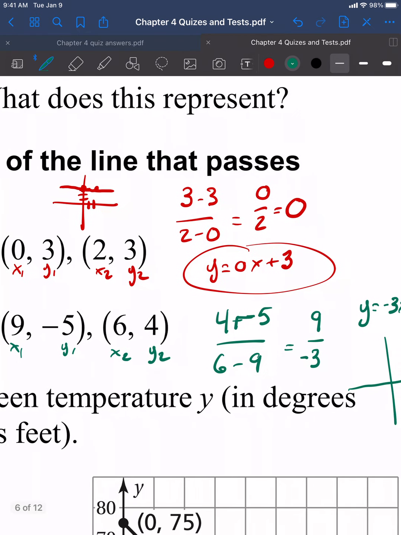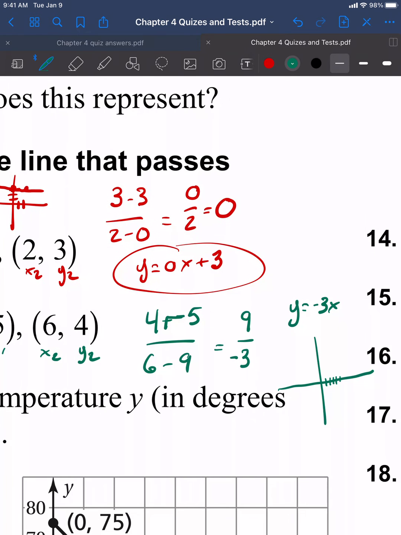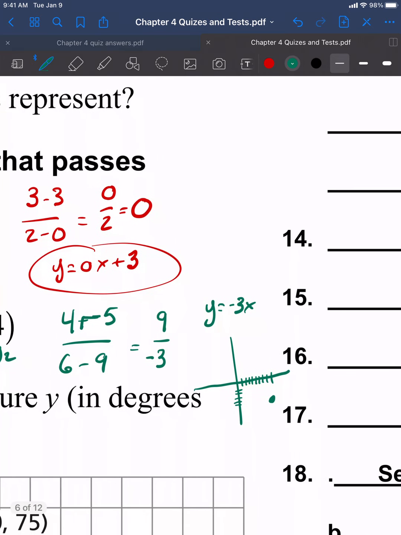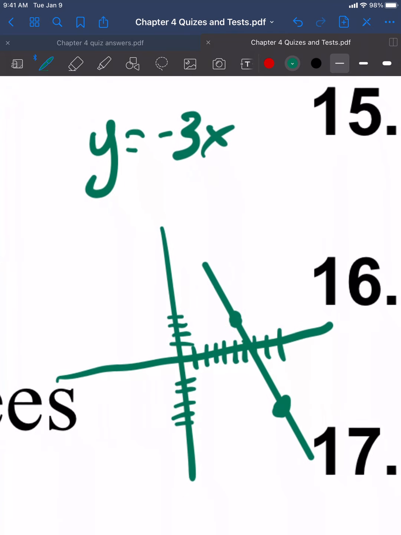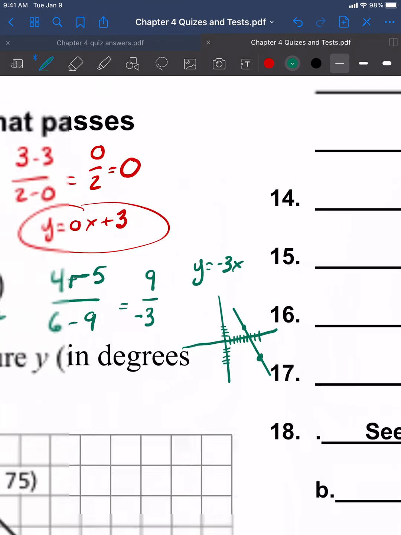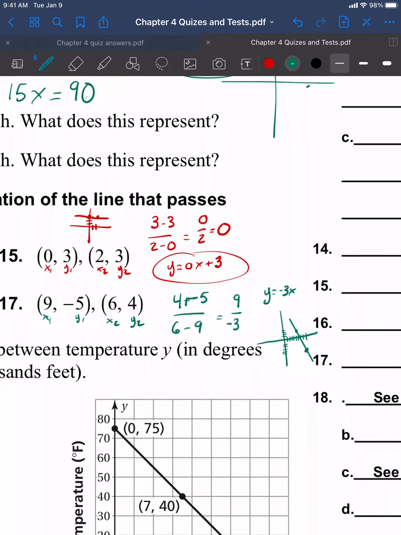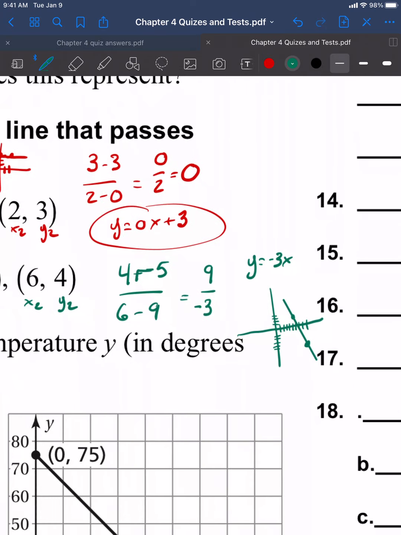So I'm going to go 9, negative 5. Okay. And now I'm going to go 6, 4. 1, 2, 3, 4, 5, 6. 1, 2, 3, 4. Oh my gosh. 4, 5, 6. It's a little shaky because I sketched it so poorly. Ah, shoot. We gotta go up. Oh gosh, you're right. Yeah. Skip.